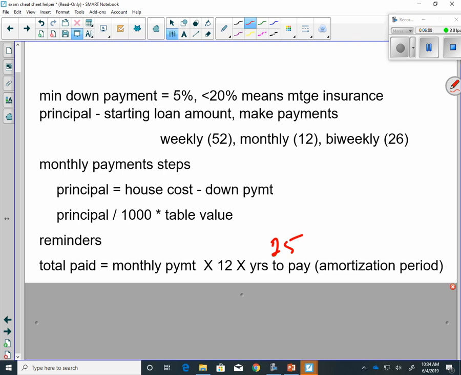Monthly payment times 12 times 25, and that 25, that years to pay, is known as the amortization period. Fancy word for how long it takes to pay. Amortization period.